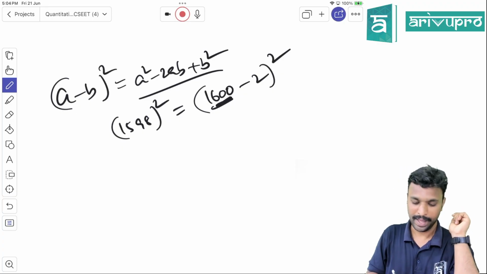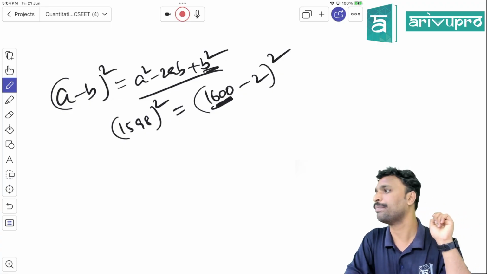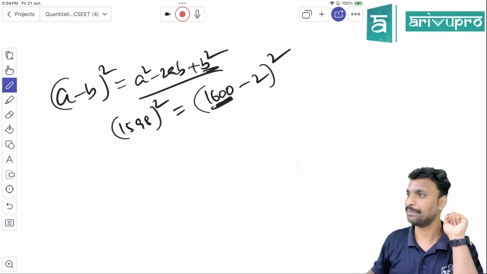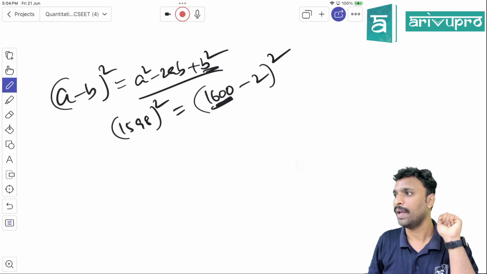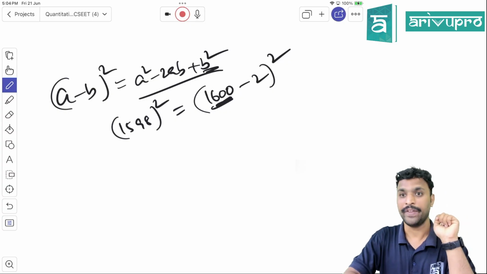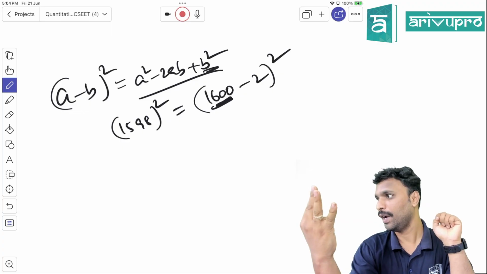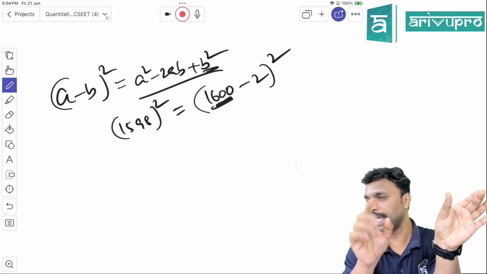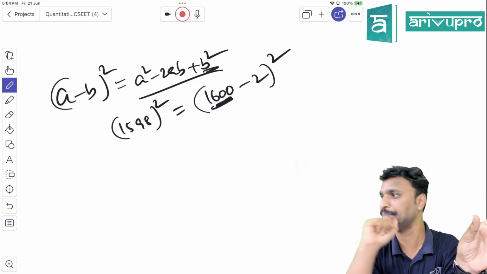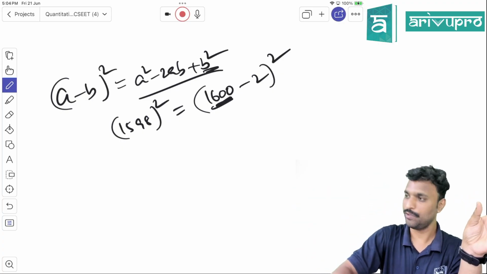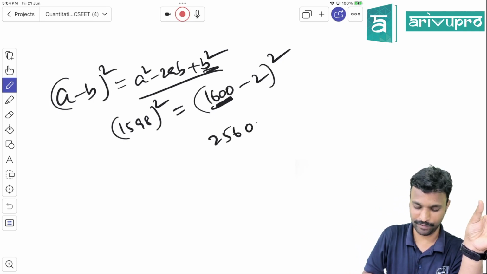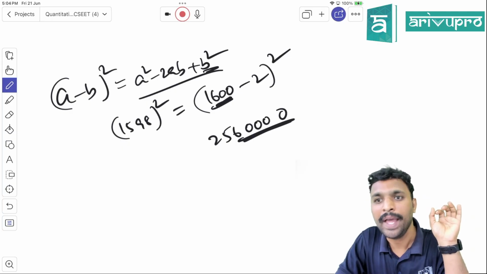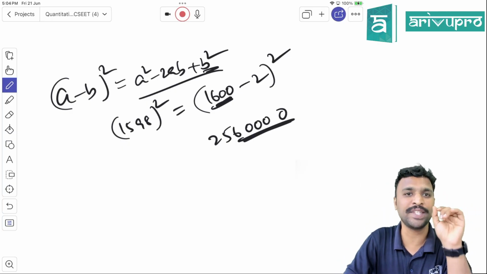Keep that in mind. Now a square how much? b square is how much? 2 square is 4, so the last digit 4 comes. There are 4 zeros. 256 followed by 4 zeros. The first two digits, 25, you see; 6 followed by 4 zeros is 60,000. So the actual number is 60,000. Understood? Now 60,000 plus 4 is 60,004.